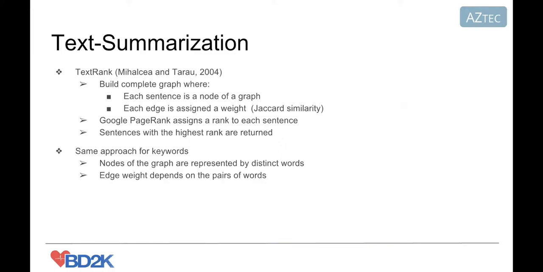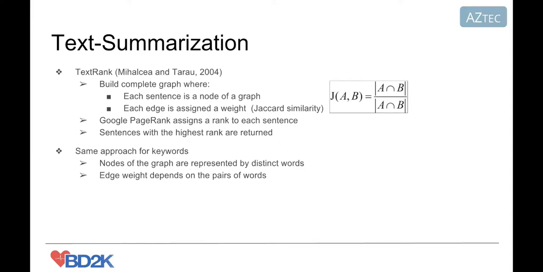Basically, we use something called the Jaccard similarity, which is measured by taking the intersection of two sentences and dividing it by the union of those two sentences. So that's just a quick overview of the Jaccard similarity. And then we used an algorithm similar to the Google PageRank algorithm to assign a rank to each sentence. So the rank of each sentence depends on the rank of its related sentences. And then the sentences with the highest rank are returned, preserving the order of appearance in the text.